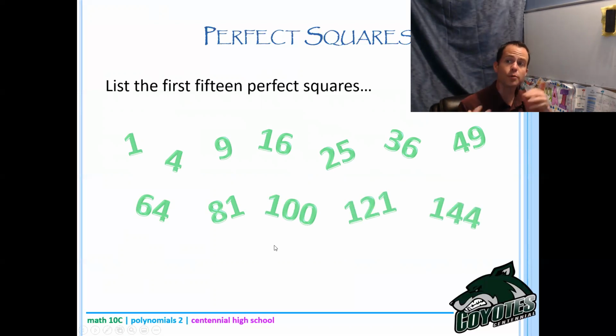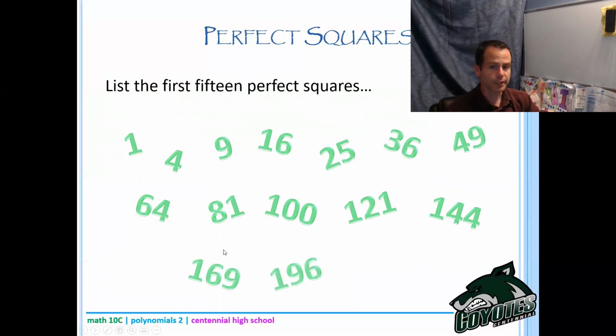Now, most of you, I think, get to here, and we haven't slowed down yet. This is where we start slowing down a little bit. 13 times 13 is 169. 14 times 14 is 196, and 15 times 15 is 225.